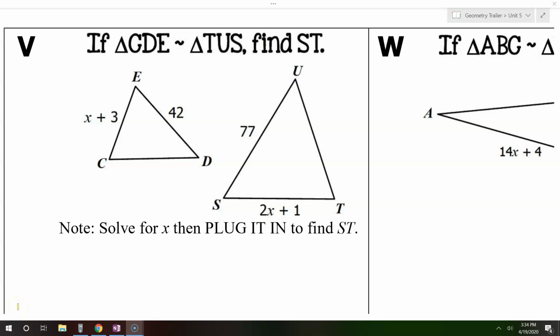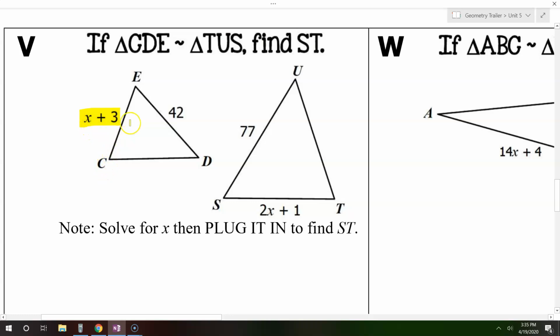In this video, I will show you how to find unknowns when you are dealing with similar triangles. Your first step is always to match up your corresponding sides using the similarity statement. Don't assume that the x plus 3 matches up with 77, for example.